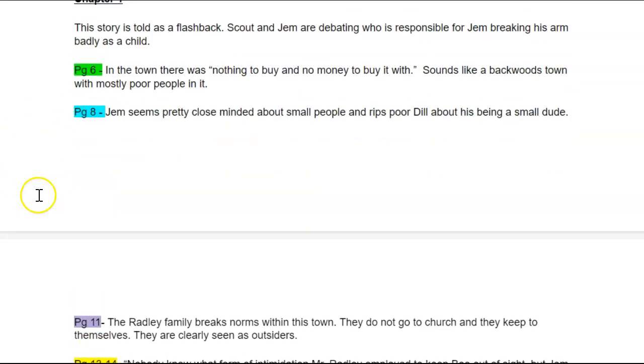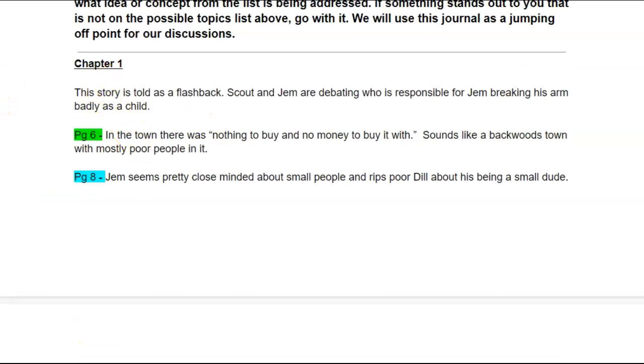All right, so here's an example journal. So you'll notice that I put chapter 1. So that's what you should do. I said this story is told as a flashback. Scout and Jem are debating who's responsible for Jem breaking his arm badly as a child. I only put that because it seemed to be something important, but it doesn't really go with any of the themes. Everything else goes with some of the big ideas that were listed above.